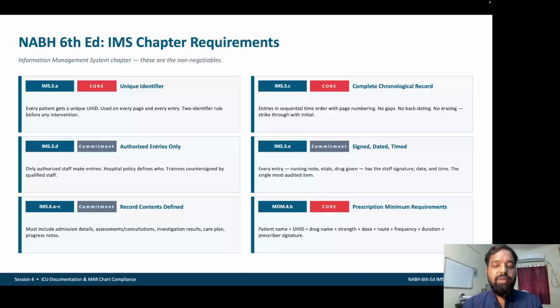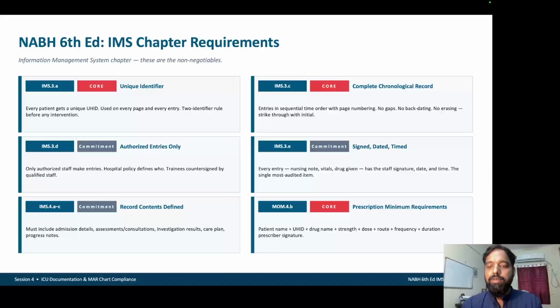And record contents defined. Regarding content, it must include admission details, assessment, consultations, investigation results, care plans, and progress notes. Complete chronological record. Entries in sequential time order with page numbering, no gaps, no backdating, and no erasing. Strike through with the initial if you want to remove anything. And sign, date, timed entries. So every entry and every note, vitals, drugs given has the signature that includes date and time. The single most audited item is whether it is signed, dated and timed properly or not.